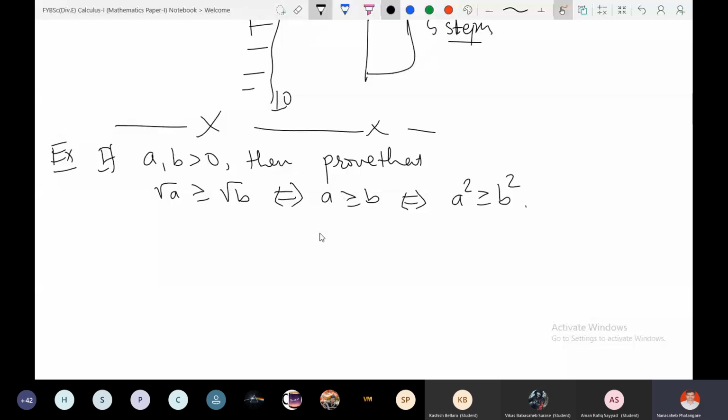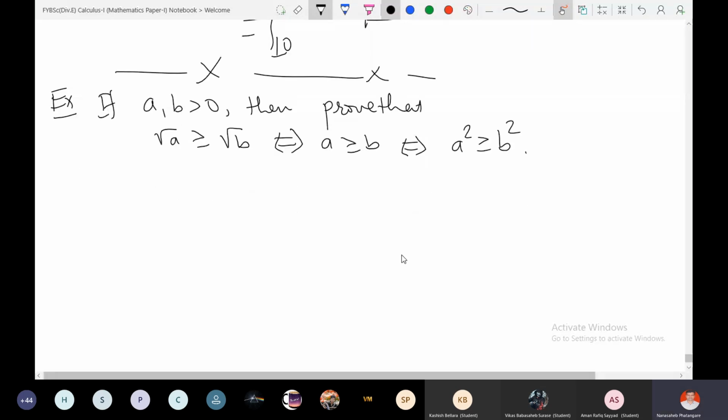So if one number is greater than another, then their square roots also satisfy the same inequality. Or if we take powers, then the same inequality holds, provided the numbers are positive. Right. So how will you check this?